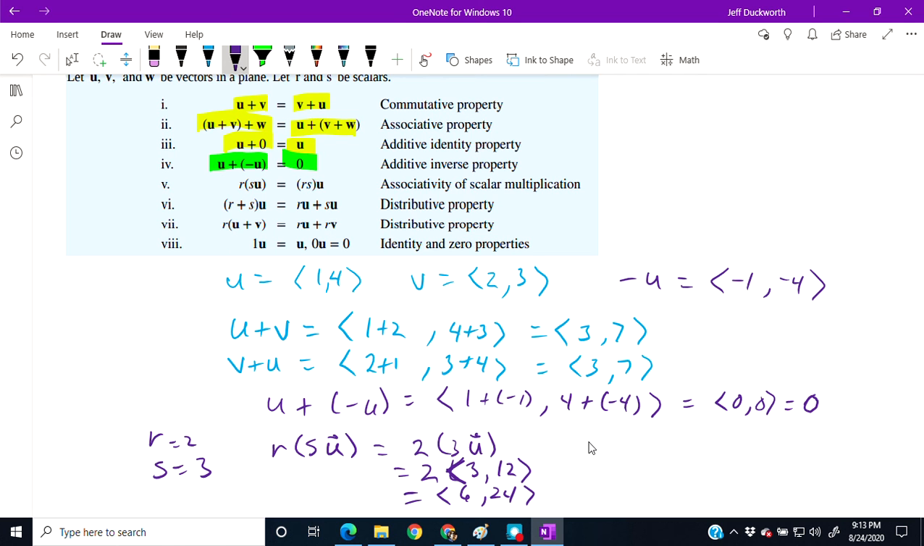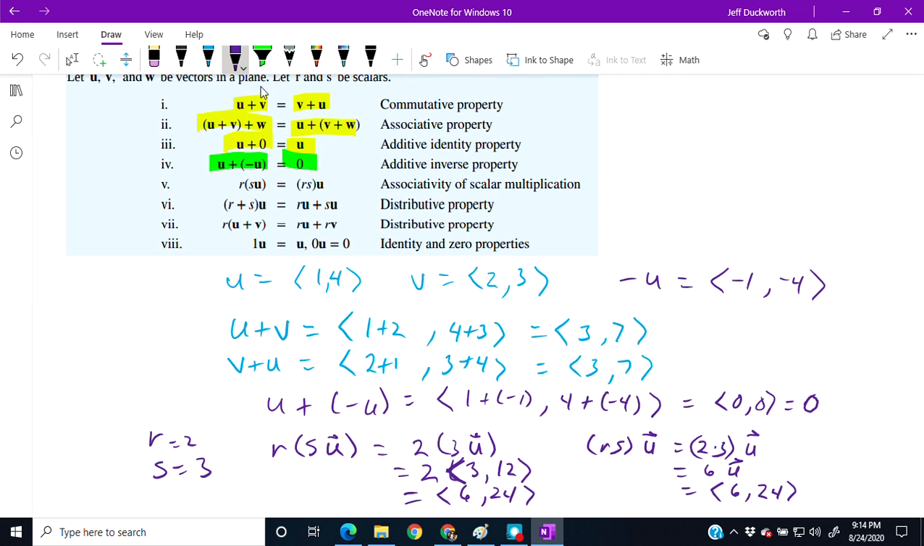Similarly, if I take rs and multiply them together, this equals 2 times 3 multiplied by our vector, which is 6 multiplied by our vector, which is then 6 times 1, which is 6, and 6 times 4, which is 24. So again, that one is going to work as well.